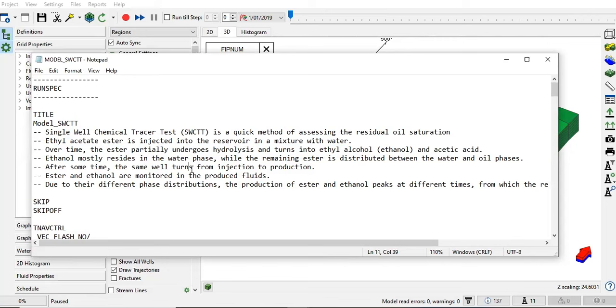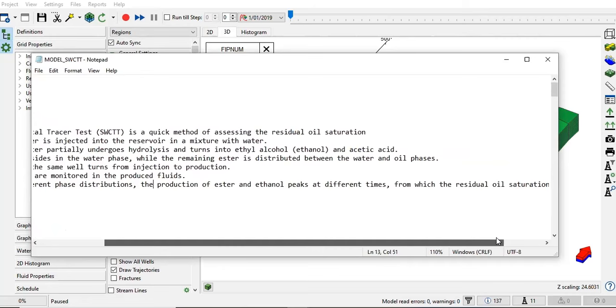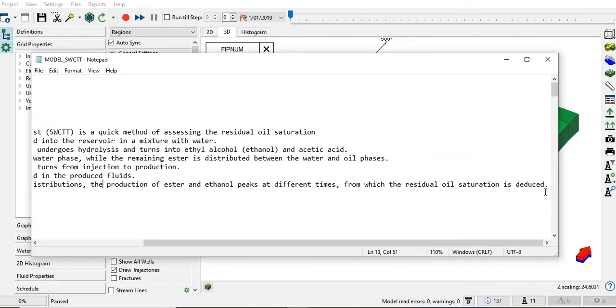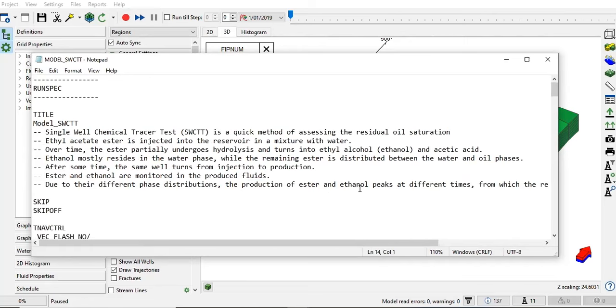After some time, the same well turns from injection to production. Ester and ethyl alcohol or ethanol are monitored in the produced fluid. Due to the different phase distribution, the production of ester and ethanol peaks at different times, from which the residual oil saturation is deduced. Okay, so actually in the example given by tNavigator, there is a calculation from which we can calculate the residual oil saturation from the difference of peak time between ester and ethanol production.